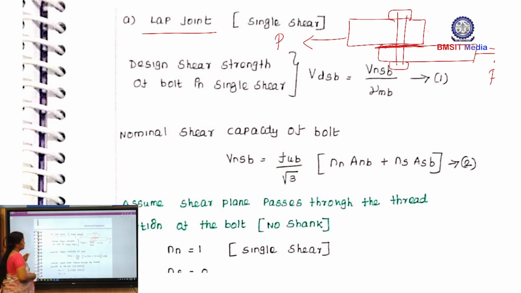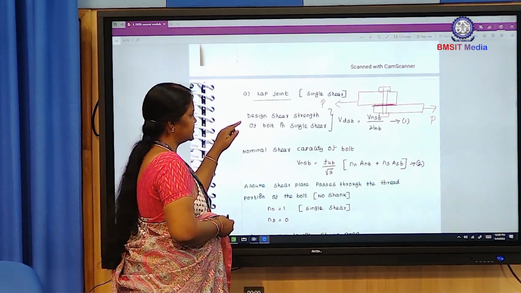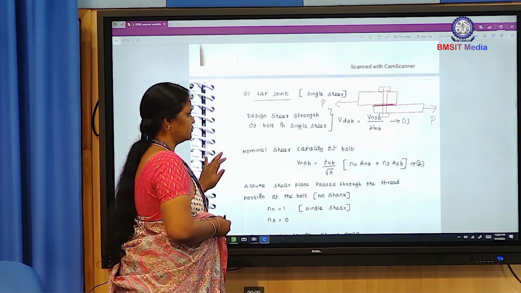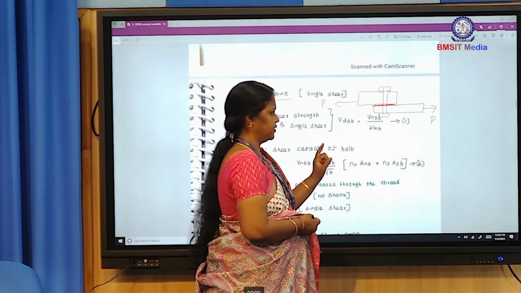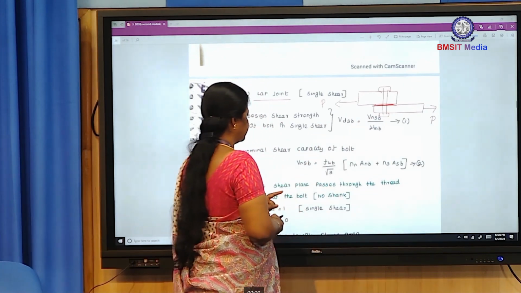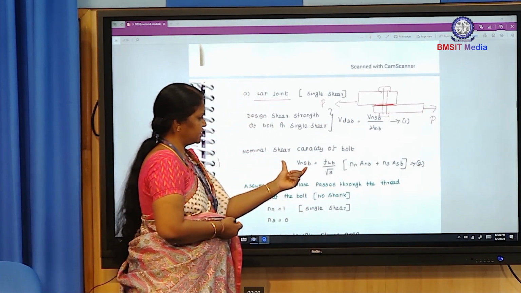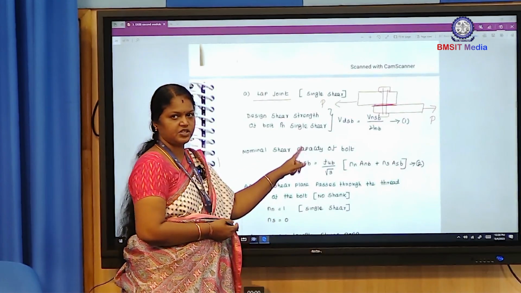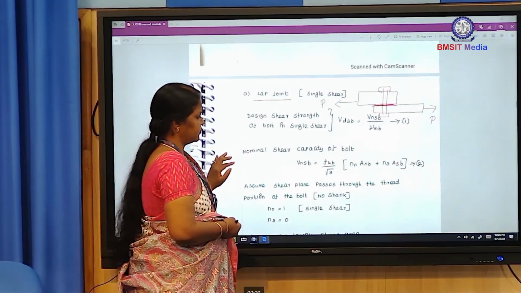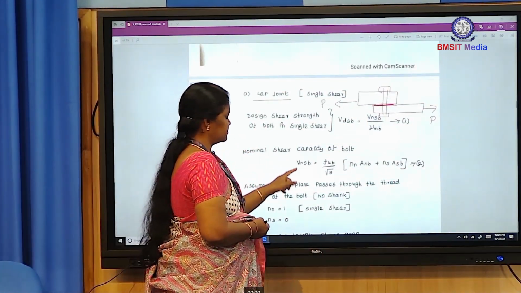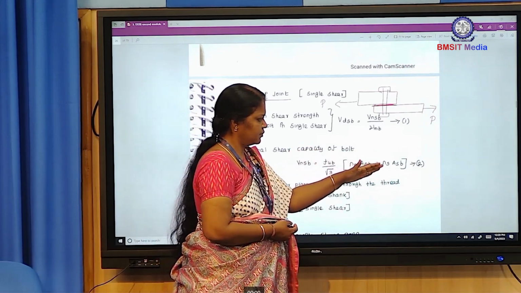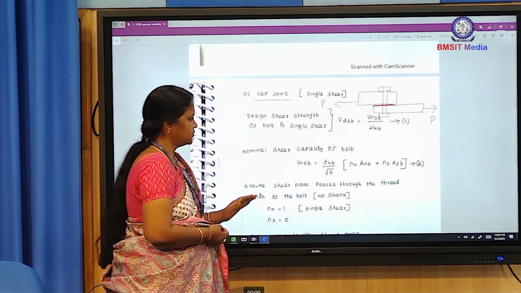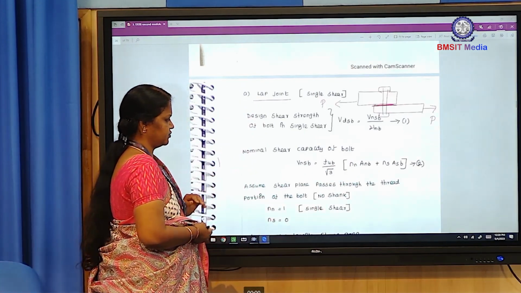Now first we have to find out the design shear strength of bolt. We know the formula: VDSB equal to VNSB divided by gamma MB. What is the meaning of VNSB? Nominal shear capacity of bolt. VNSB equal to FUB divided by root 3 times (Nn Anb plus Ns Asb). This is the general equation only.